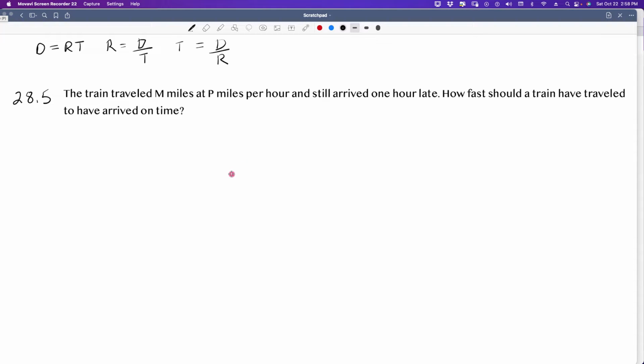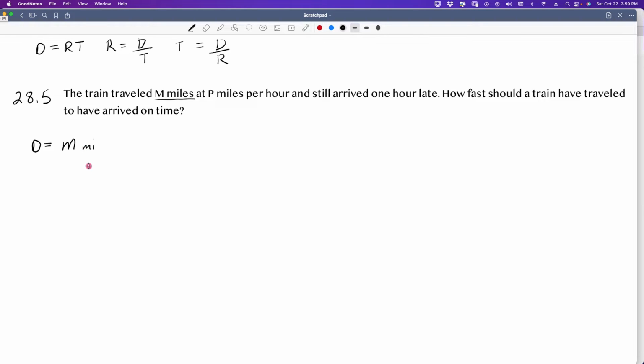All right, so here's our problem. The train traveled m miles at p miles per hour and still arrived 1 hour late. How fast should the train have traveled to arrive on time? So we're going to begin. The first step is to identify the original values of rate, time, and distance. So our original distance is what the train traveled, and that is m miles. So our original distance is equal to m miles.